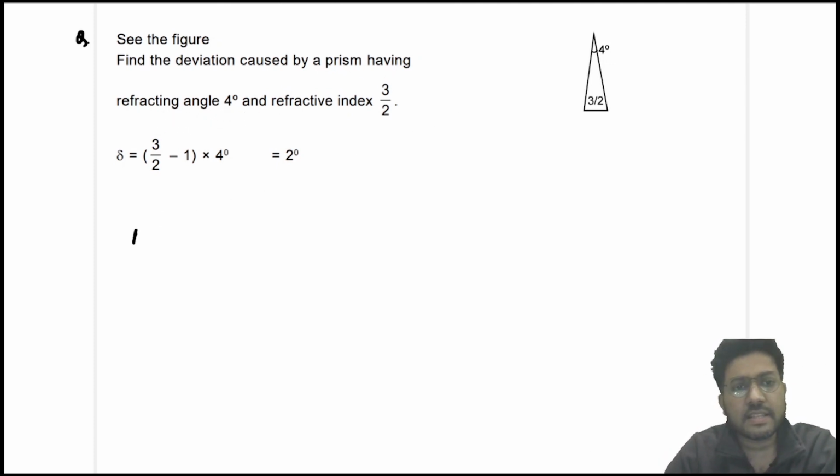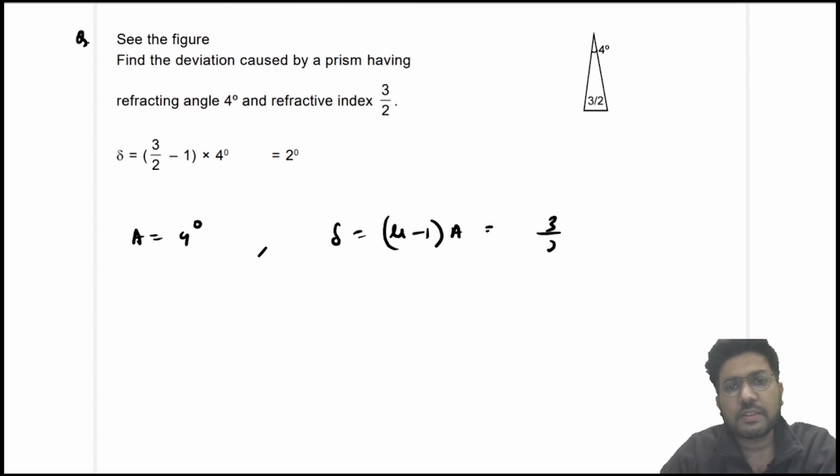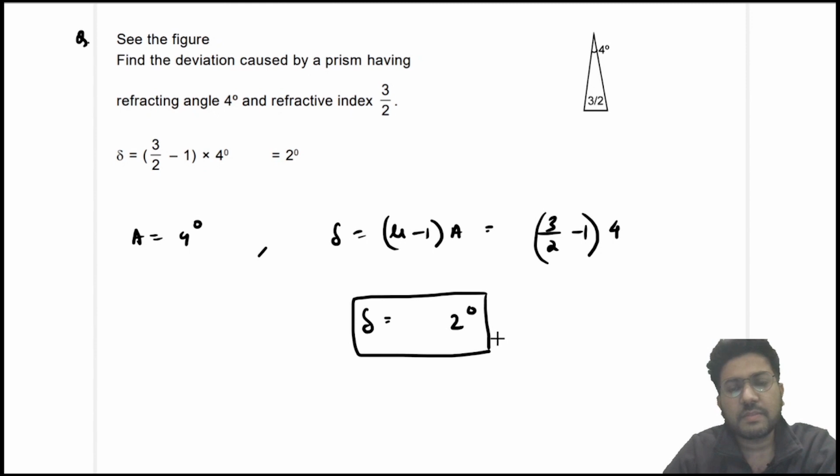degree. That means it is a thin prism. 4 degree is a thin prism and the refractive index 3 by 2. You know that delta is equal to mu minus 1 into A, and from this you will write mu is 3 by 2 minus 1, and A is, if you write it in degree, you can write in degree also here because you are not taking the tan of any angle. So delta is equal to 2 degree. So the deviation is approximately 2 degree.